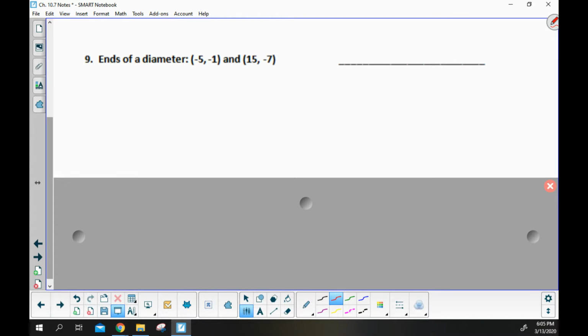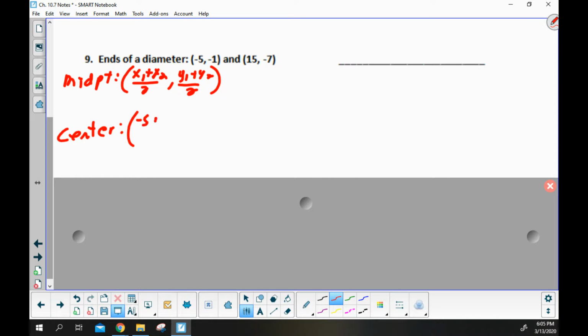And if you don't remember your midpoint formula, it is the average of your x's and the average of your y's. x1 plus x2 over 2, comma, y1 plus y2 over 2. So my center is my midpoint of my points at the end of my diameter. So in this case, negative 5 plus 15 over 2, comma, negative 1 plus negative 7 over 2. In this case, we get 10 over 2, comma, negative 8 over 2, which is 5, comma, negative 4.